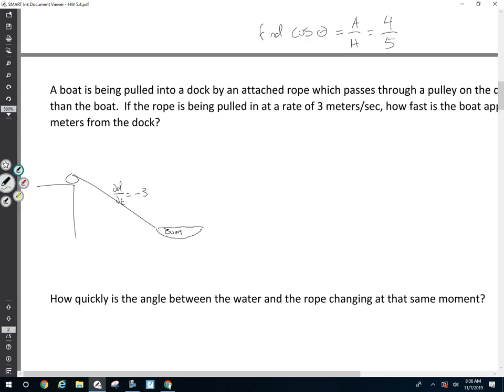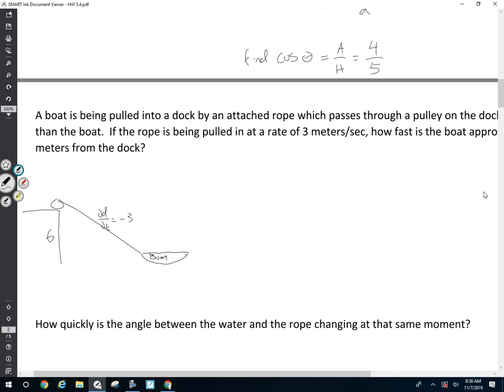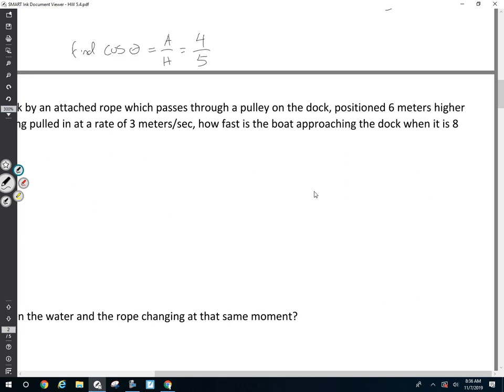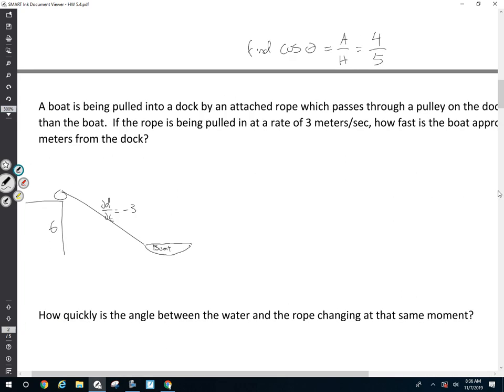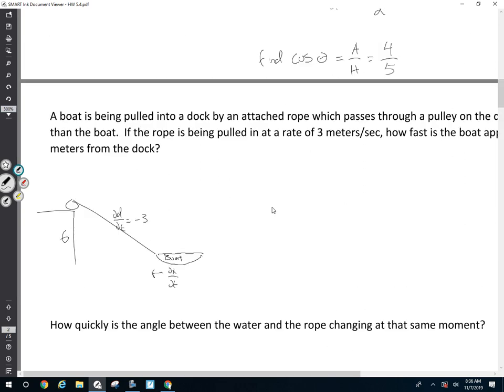It looks like this height is fixed. I feel like this is the same situation. I don't know why I gave you the same situation twice, but whatever. How fast is the boat approaching the dock? This is the same thing. I'm upset at myself, I thought I gave you as many different scenarios as possible. But it'll be fine. All right, so dx/dt is what I'm trying to find.